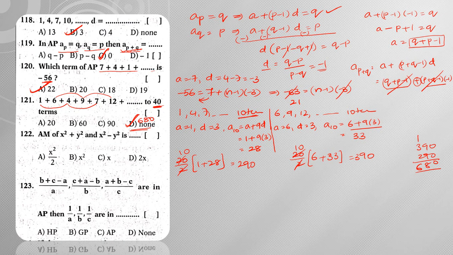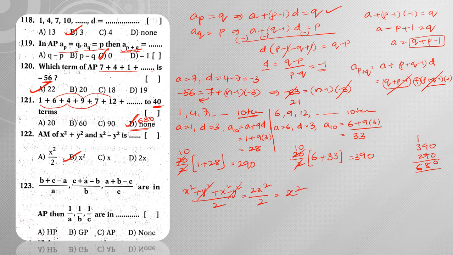AM of x square plus y square and x square minus y square. What you should do is add these two and divide by 2. Now from this, minus y square plus y square gets cancelled. In the numerator we are having 2x square by 2, which is nothing but x square. Hence the answer is x square.